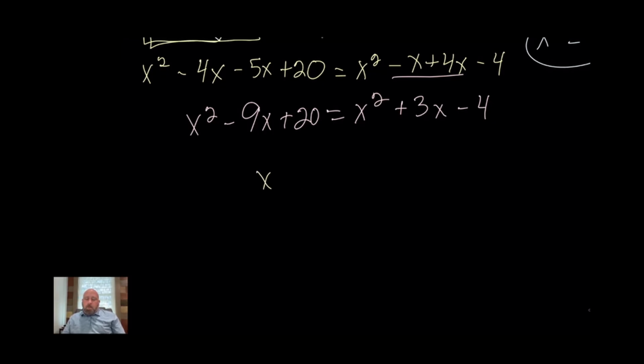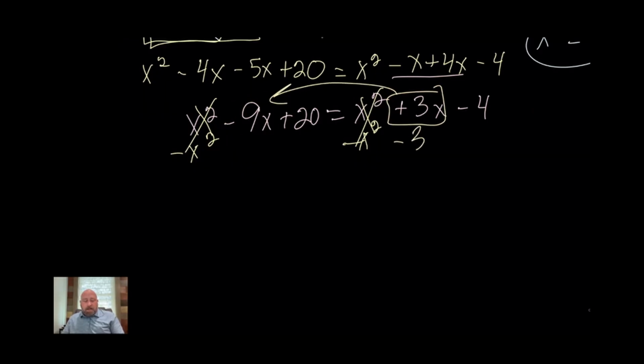So let's first of all start with this x squared. So let's move the x squared. Subtract x squared from both sides, and both of those are going to cancel. And then so that we leave the x on this side, let's move this 3x over here by subtracting 3x from both sides. And that's going to give me a negative 12x.